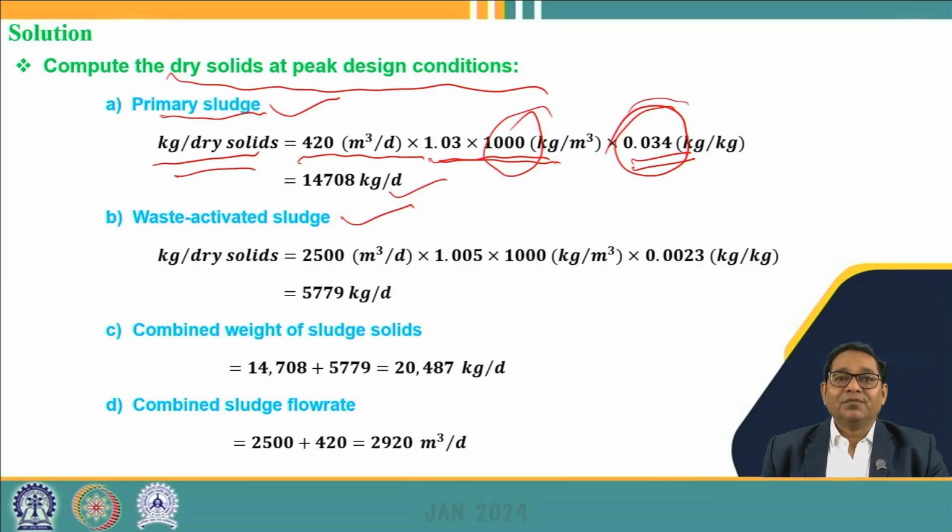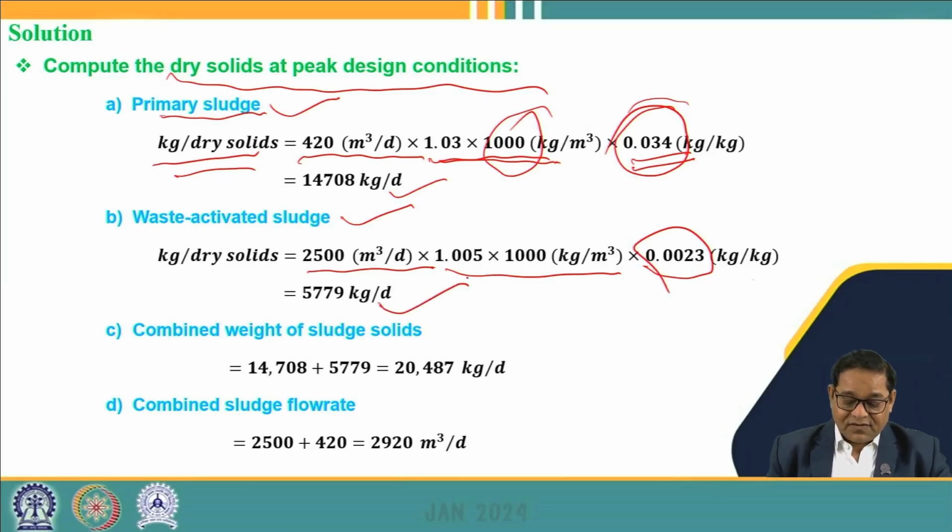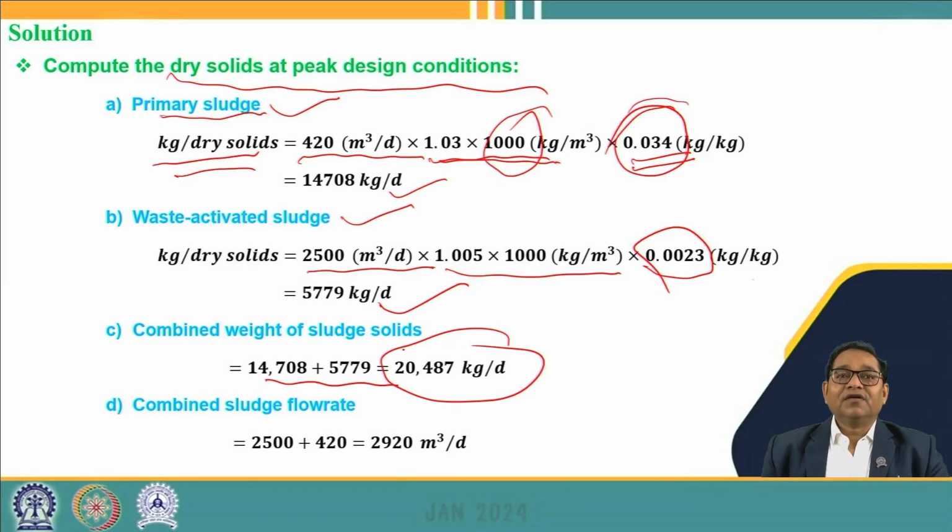14,708 kg per day. Similarly, for waste activated sludge, this is the flow rate, this is the density of the sludge, and here 0.23% of the sludge. So this gives us the value, that is 5779 kg per day. If we do the total, this will give us the total amount of sludge solids that are generated.